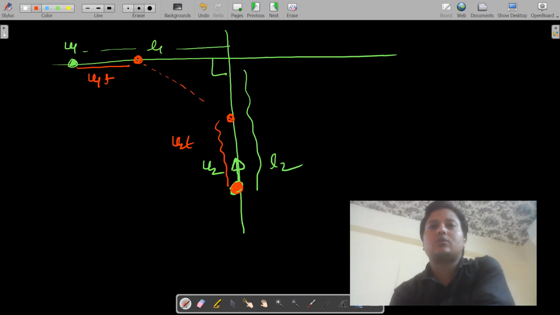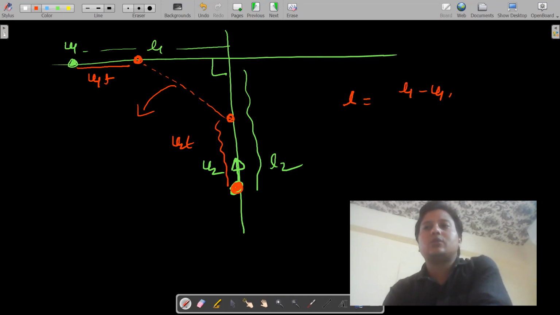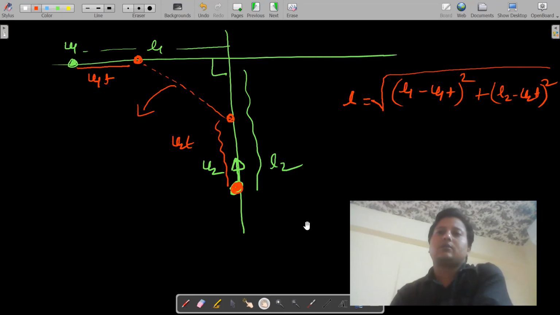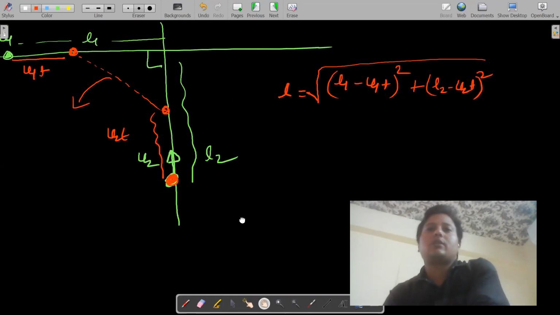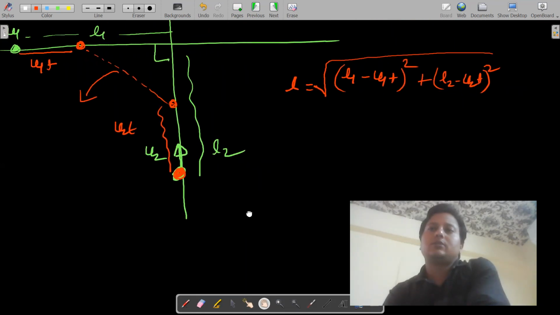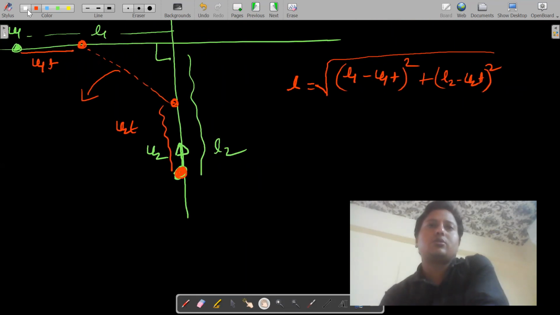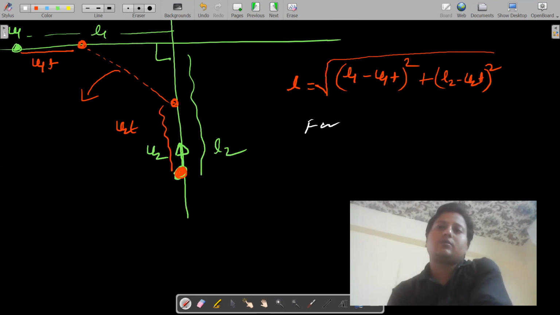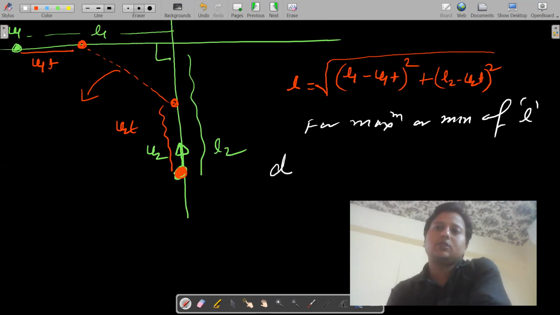So now what will be the distance L here? L will be the square root of (L1 minus u1t) square plus (L2 minus u2t) square. So this will be the distance after time t. And for the maxima or minima value of L, we can differentiate it and set it to 0. So dL over dt must be equal to 0.